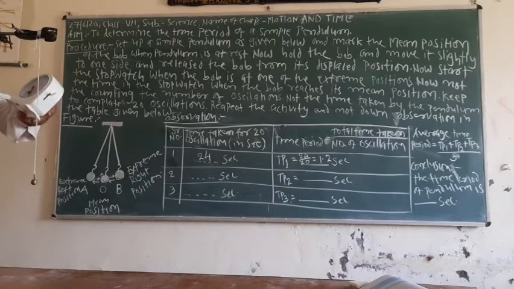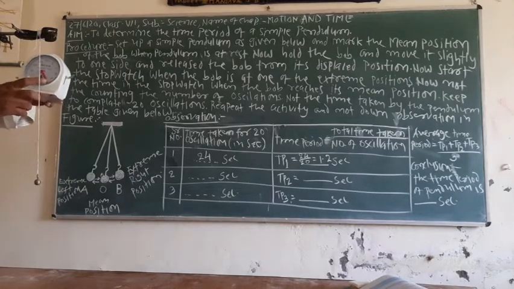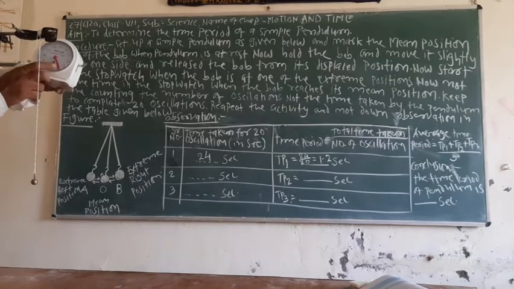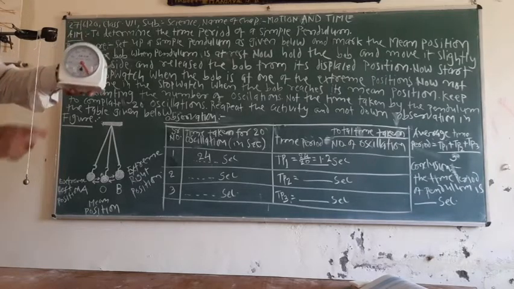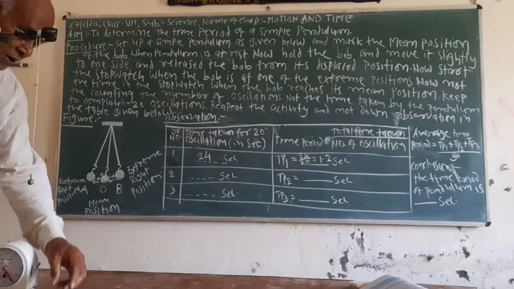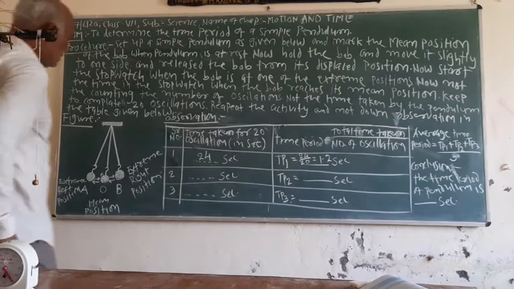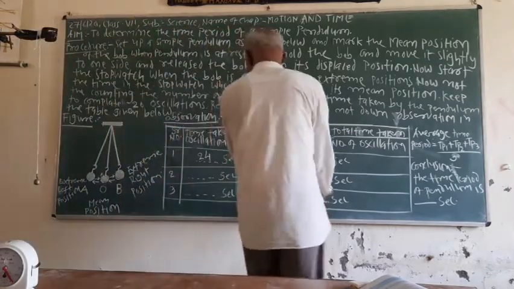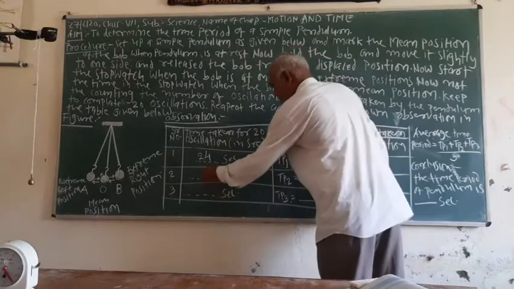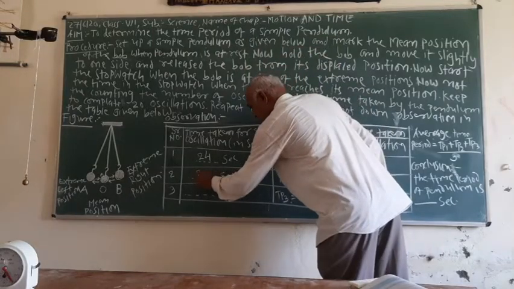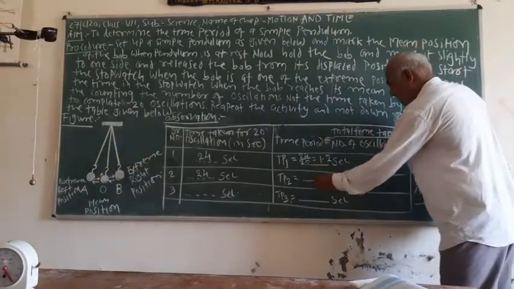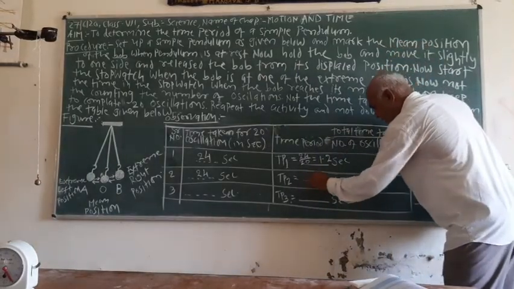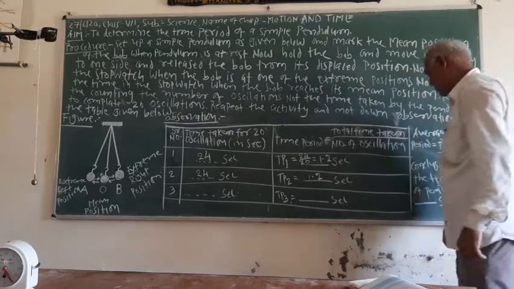Again, you see that the time required to complete 20 oscillations is 24 seconds. Therefore, we again enter this reading in the observation table, that is 24 seconds. Therefore, the time period again is 1.2 seconds.